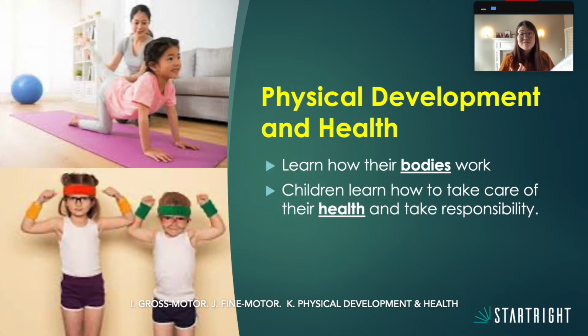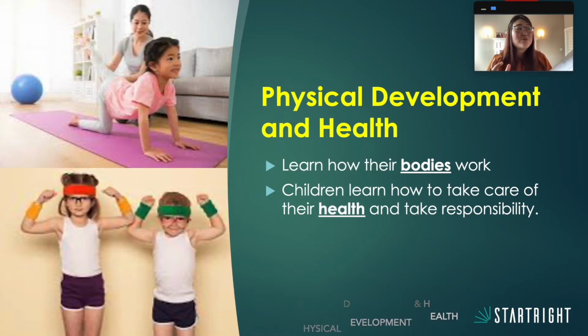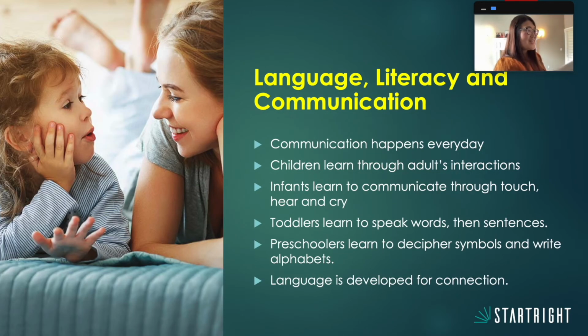So we can teach them in school, because actually in school we have a great influence on children. Children listen to teachers a lot. Alright? So we also have to be role models. Eating vegetables, that's why at StartRight we practice eating together, because we want to show them we eat vegetables and fruits. Okay? Alright, next one, language, literacy and communication.